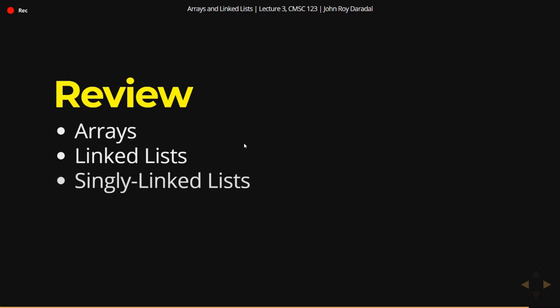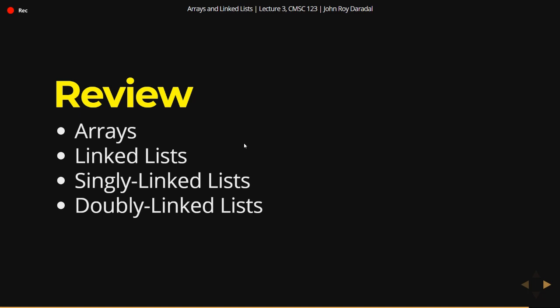Okay, so that's it. Let's review what we discussed so far. So we talked about arrays, which is one of the data structures that we could use to implement our ADTs. And arrays are nothing but a sequence of indexed items. So index is the key part of the array. And then we also have linked lists, which are composed of nodes that are linked to each other. So we have the singly linked list, which only references the next node, and the doubly linked list, where each node references the next and the previous node.